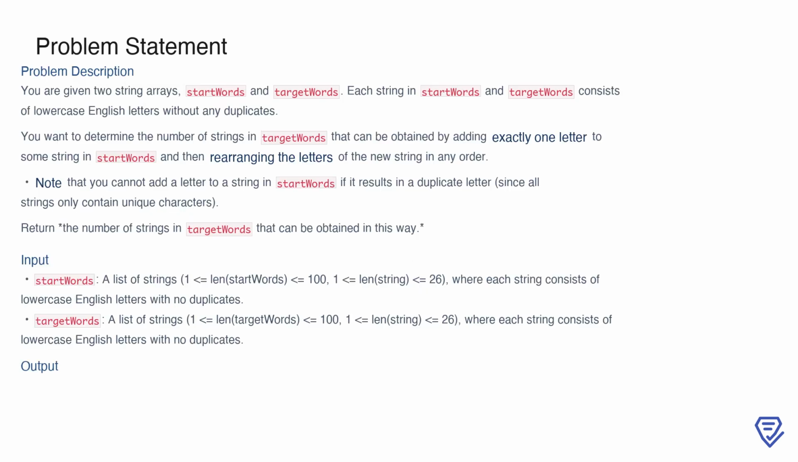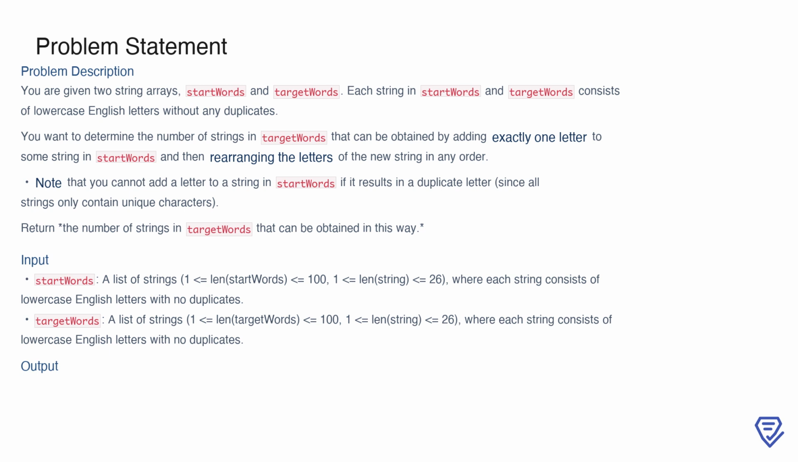In this problem, you are given two string arrays called start words and target words. Each string in both arrays consists of lowercase English letters, and none of these strings contain duplicate letters. The goal is to determine how many strings in target words can be obtained by adding exactly one letter to some string in start words and then rearranging the letters of the new string in any order. Importantly, when adding a letter to a string in start words, it must not result in duplicate letters because all the strings are required to have unique characters.